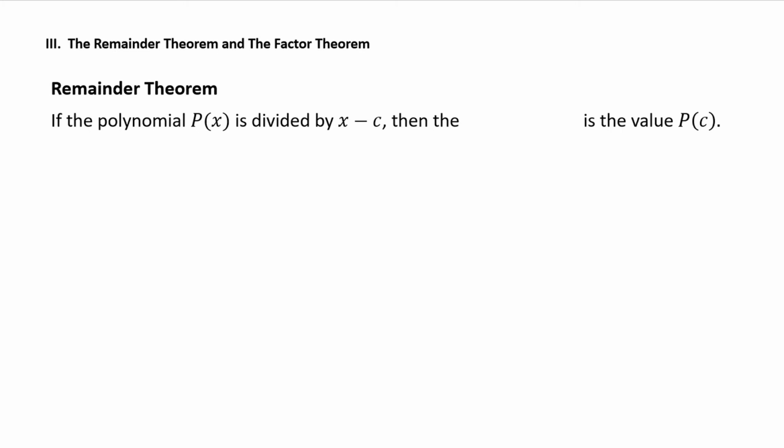Roman numeral 3, the remainder theorem and the factor theorem. We'll start with the remainder theorem. If a polynomial p of x is divided by x minus c, then the remainder is the value of p of c. Note something very interesting about this. If you write c, p of c as an ordered pair, we find out that the remainder is the corresponding y value for the polynomial evaluated at c.